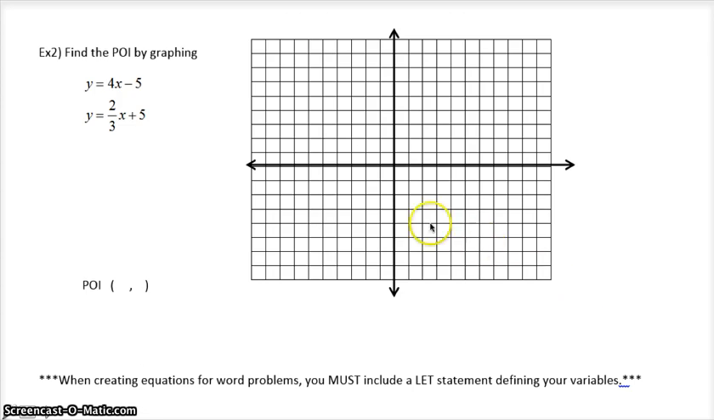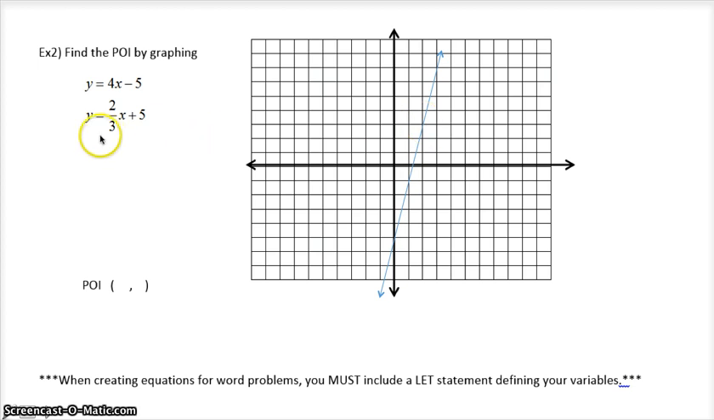Alright, so now let's try graphing. Find the point of intersection by graphing. So first we're going to graph the line y equals 4x minus 5. So remember, to graph that, we're starting down at negative 5 and we're moving a slope of 4. So up 4, right 1. Up 4, right 1. Up 4, right 1.